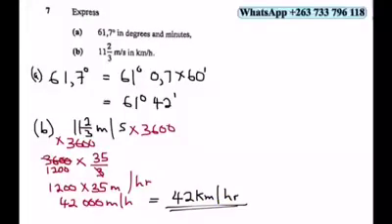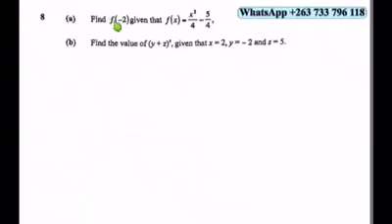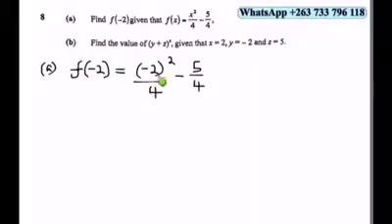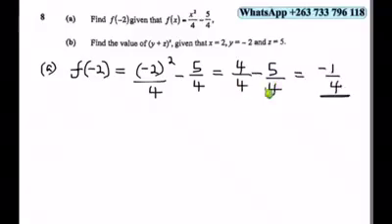Then number 8, find the function of minus 2 given that function of x is equal to x squared over 4 minus 5 over 4. So here the idea is to substitute x and put minus 2. Therefore, let me substitute. So I have substituted here minus 2 squared. So minus 2 squared, this will be positive 4. So this will be 4 over 4 minus 5 over 4. If we have same denominators, we just add or subtract the numerators. So 4 minus 5 is minus 1. So my answer will be minus 1 over 4, which is minus a quarter.